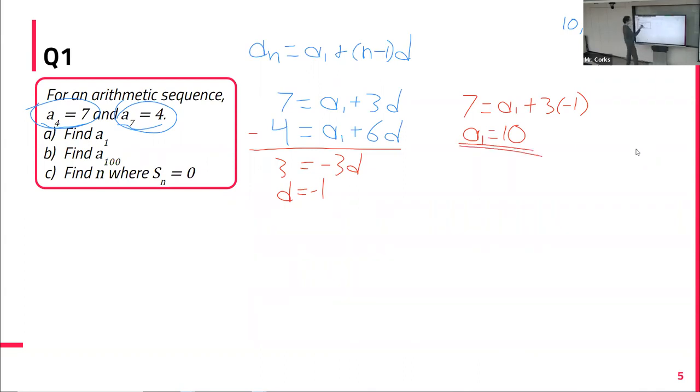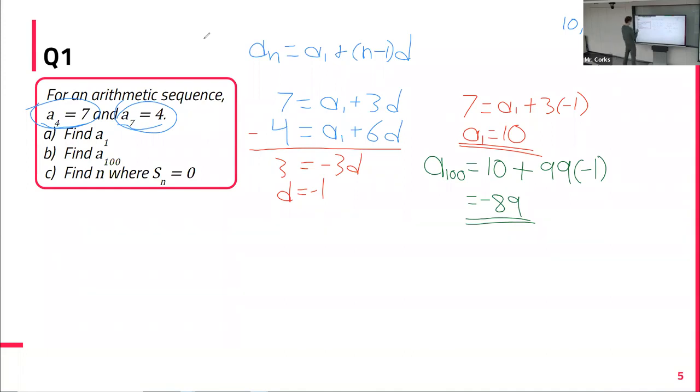And then the 100th term, it's just the exact same general term formula. So a100 is a1, so 10, plus n minus 1, so 99, times our d value, negative 1. 10 minus 99, so negative 89. Part C here is maybe not something we directly did in class before. So what's your idea for this one?